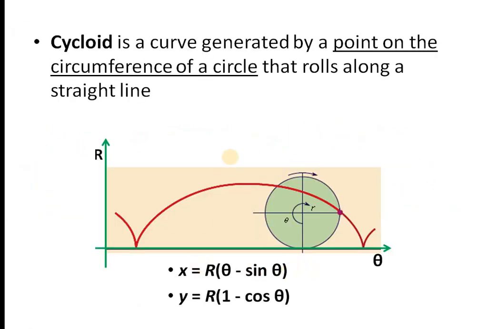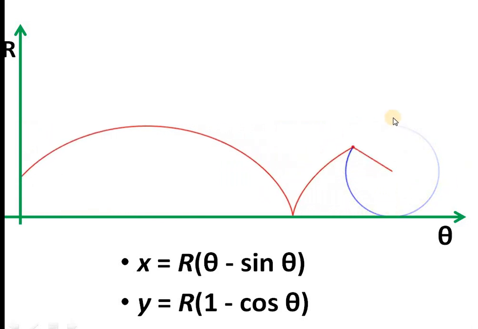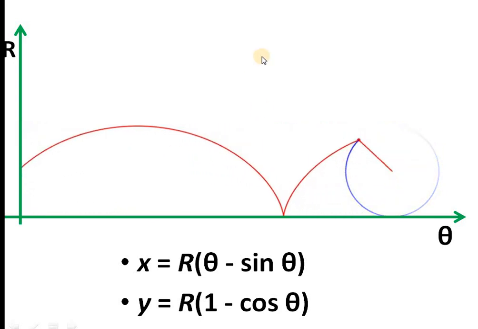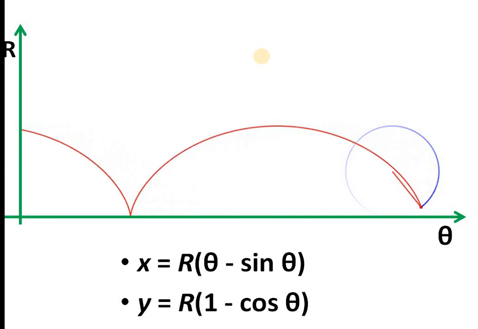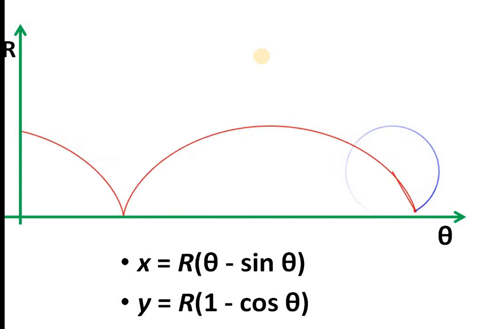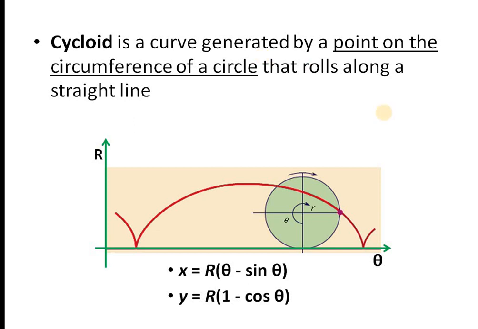And the resulting cycloidal motion is shown in the animation. Basically, a cycloid is a curve generated by a point on the circumference of a circle that rolls along a straight line. In the figure you can see this point. That point is in fact rotating as well as moving. So any point on a circle should be rotating as well as moving, and then it traces out a cycloidal path.